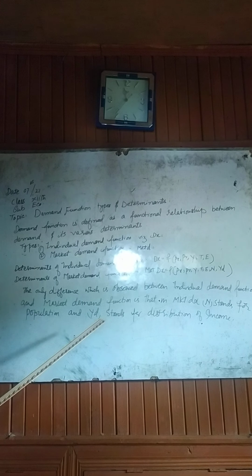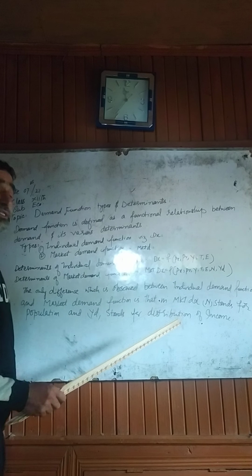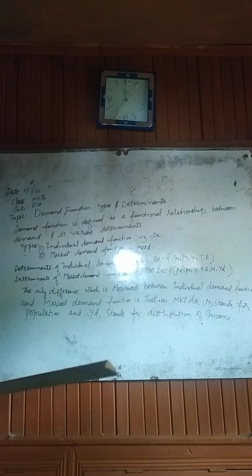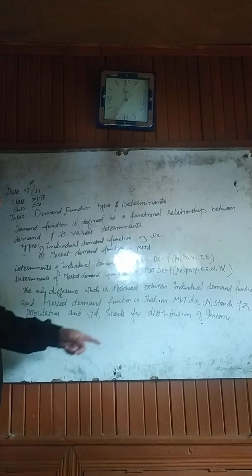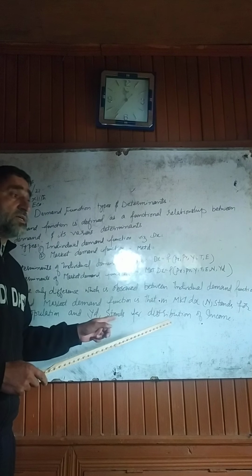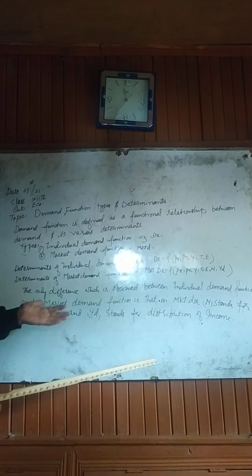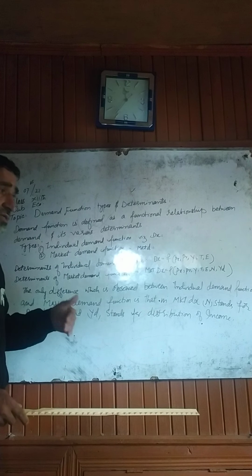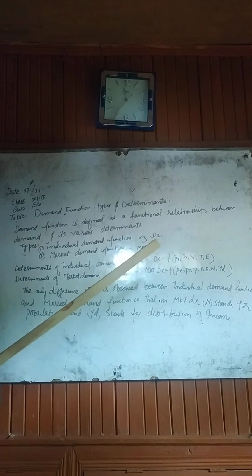The only difference between individual demand function and market demand function is that in individual demand function, we only see the consumer's behavior towards the price of the good which he is going to purchase. But in market demand function, in the market there is not only one consumer. Market is a place where many buyers and sellers make transactions. They go on bargaining, they go on selling and purchasing. So here size of population matters the most.